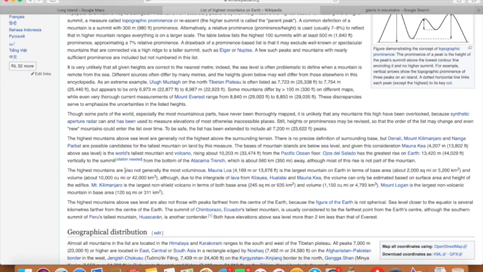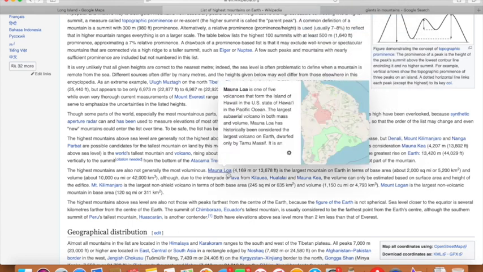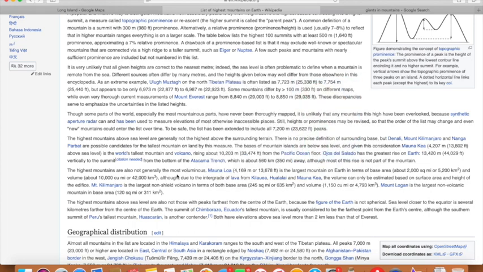And here, the highest mountains are also not generally the most voluminous. Mauna Loa, 13,678 feet, just a bit less than 150 feet lower than Mauna Kea, is the largest mountain on Earth in terms of base area and volume, although due to the overlap of lava from Kilauea, Hualalai, and Mauna Kea, the volume can only be estimated. Anyway, we get the point here. The tallest mountain on Earth is Mauna Kea, and Mauna Loa, which is less than 150 feet lower, is the most voluminous, the most massive mountain on Earth.